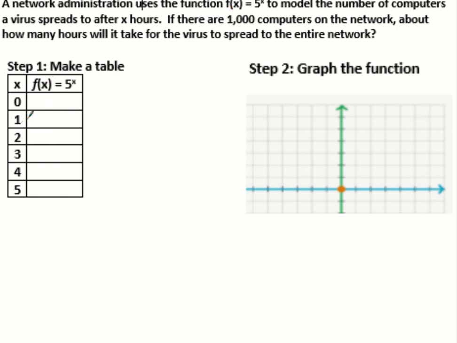Okay, so again, we're going to plug in our values. So we start out here at 0. So 5 to the power of 0 is 1. There's my first point. 5 to the power of 1 is 5. Then 5 squared is 25. Well, right away, if we notice, is it possible for me to graph all this on here? No, because this is going to be all the way up here at 25.